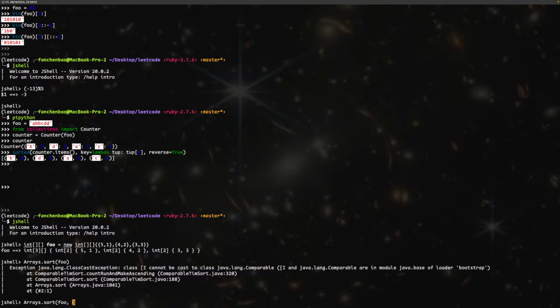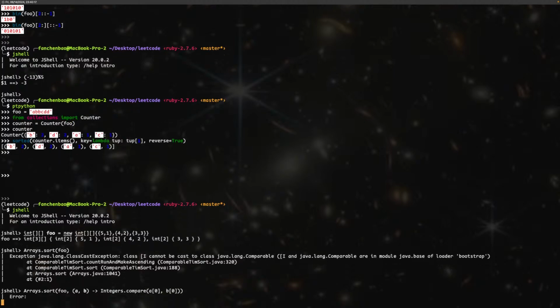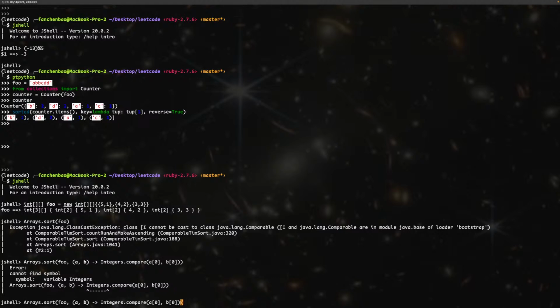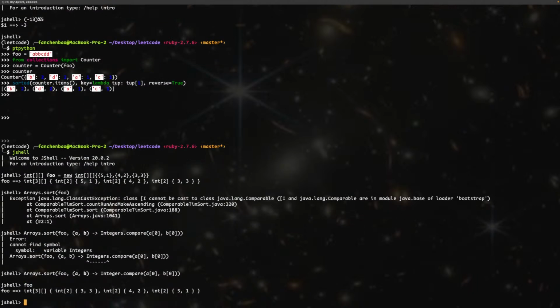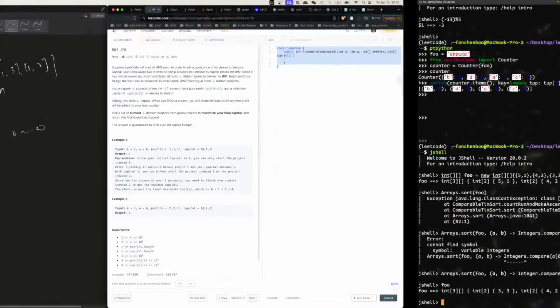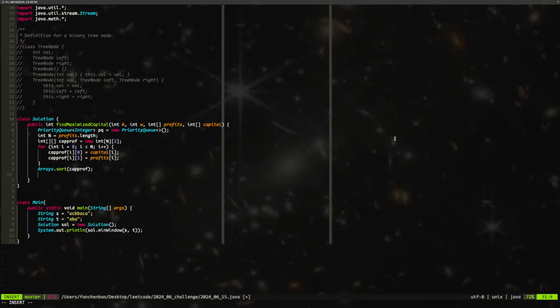How about we say we do a comparator? Can we do that? Integer dot compare a0 b0. Is this okay? Well, maybe integer. Oh, this is good. 3 3 4. Yo, that's the one. Okay, so yeah, this is good.